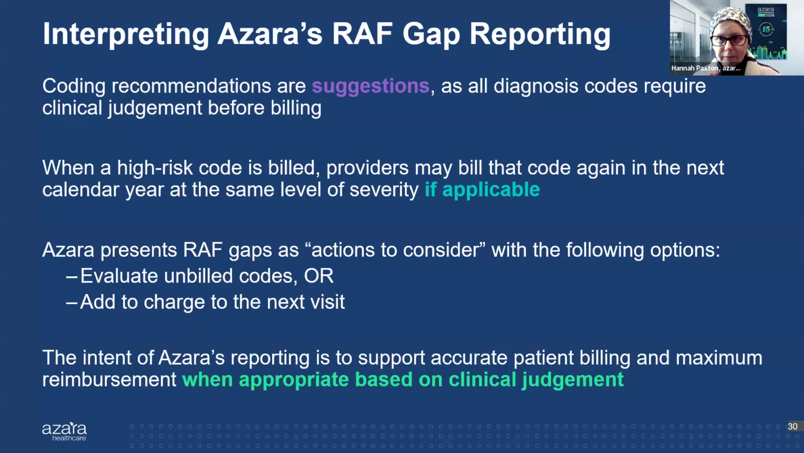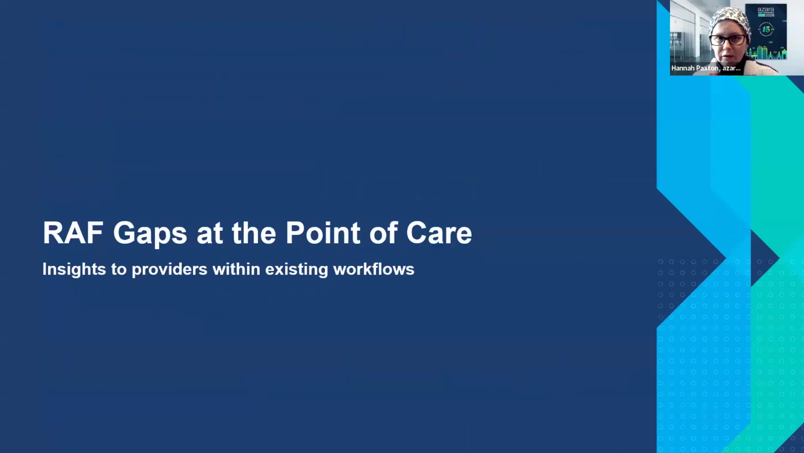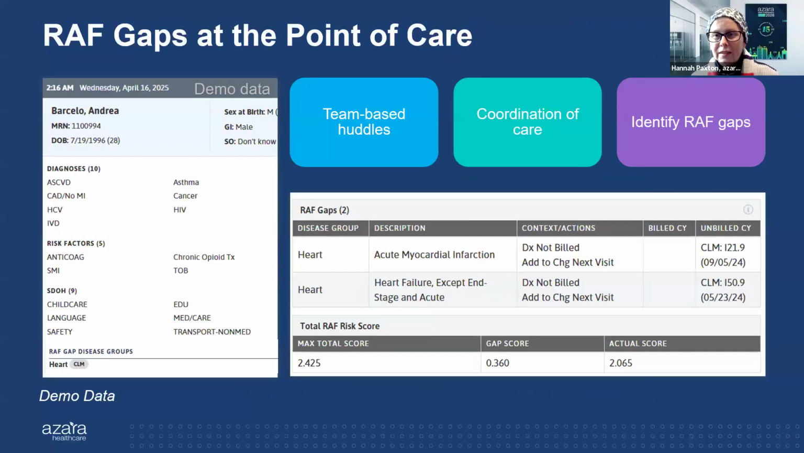Okay, moving on. So this will all look familiar, so hopefully we can just blow right through this. We did review the fact that you now have RAF gaps on the PVP. And so here's a view of that. And during your huddle, or however you're using the PVP, again, you can add those, and the provider's then able to decide, do I want to bill this again? Do I want to defer? What am I going to do about this particular code?